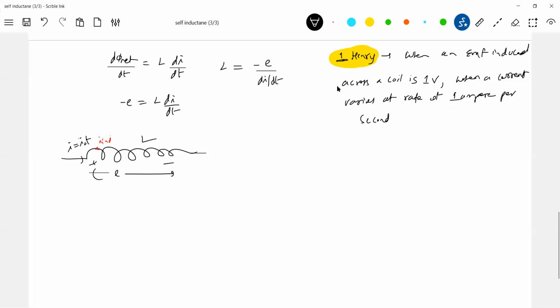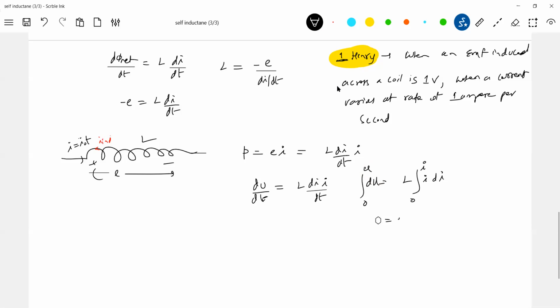Let's proceed now. What is the power generated in the coil? E into I. What is E? L di by dt. What is the power? It is the rate at which energy is stored, dU by dt. When there is no current in the coil, the energy stored in the coil will be 0. When a current I is flowing, let U be the energy stored in the coil. Not potential difference, it's U. I'm making things clear.